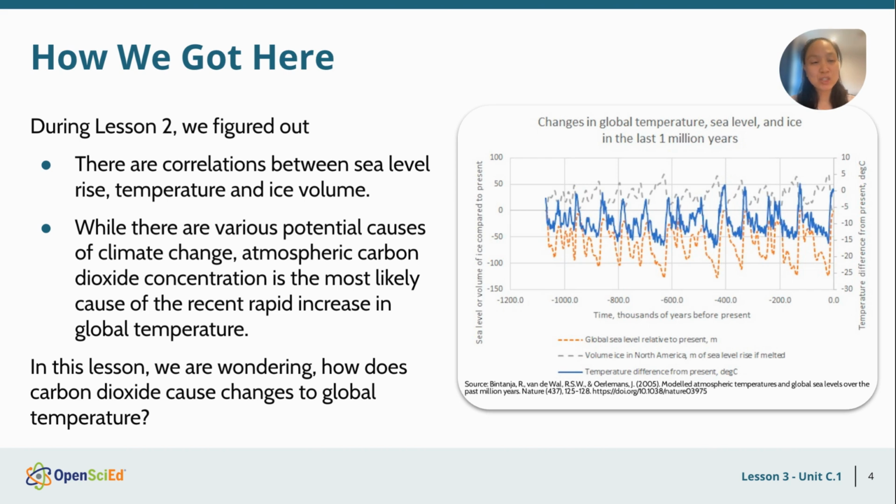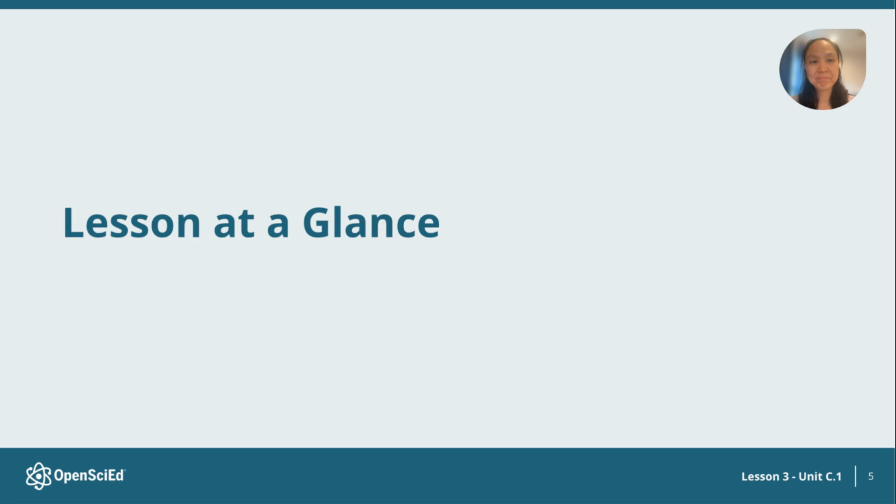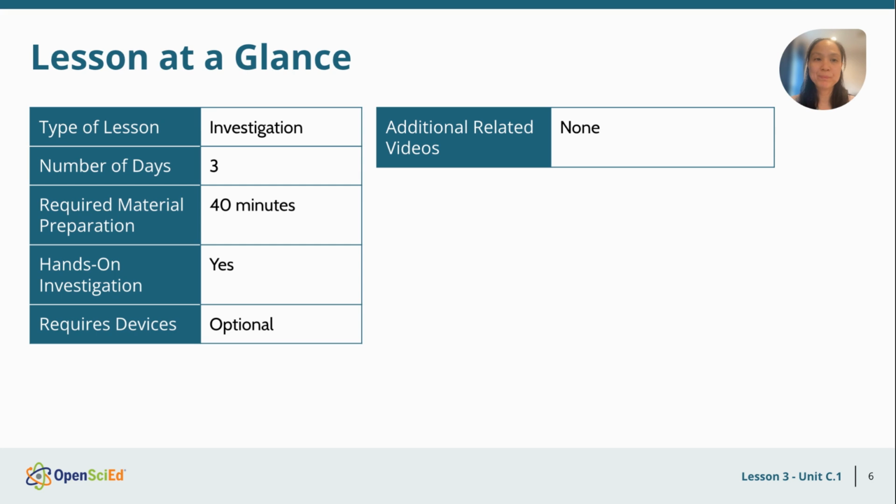At the end of Lesson 2, we conclude that the increase in atmospheric carbon dioxide concentration due to human activities such as burning fossil fuels and deforestation is the most likely cause of the recent rapid increase in global temperature. In this lesson, we are wondering, how does an increase in atmospheric carbon dioxide concentration cause an increase in temperature? Let's take a look at this lesson at a high level.